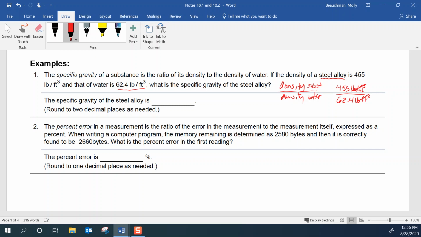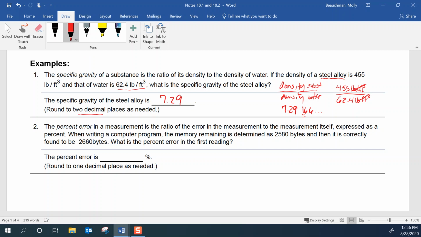It says to round that to 2 decimal places, so we put it in the calculator. We end up with 7.29166. We want to round to 2 decimal places, so that's 7.29. We don't round up because the number after the 9 is a 1.